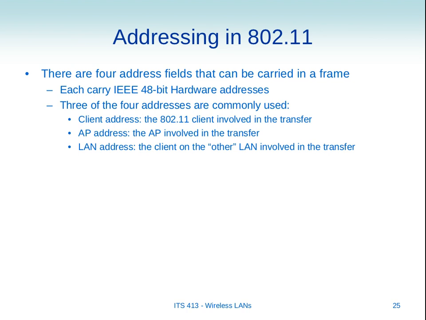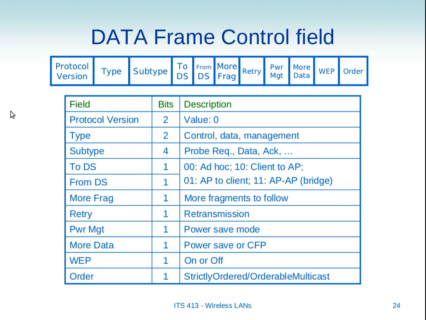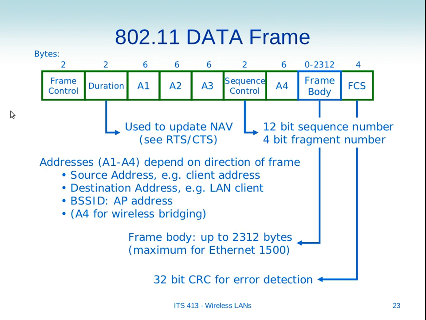The 3 of them that are most commonly used are the ones that identify the client, the access point, and the LAN address. Yeah? If in ad hoc mode, then there will be no AP, right? Yes. So then what is the third address? Then we'd ignore that. That is, in the header, we have 4 addresses. In some modes, we don't use them all. It doesn't matter what the value is, we'd ignore them.